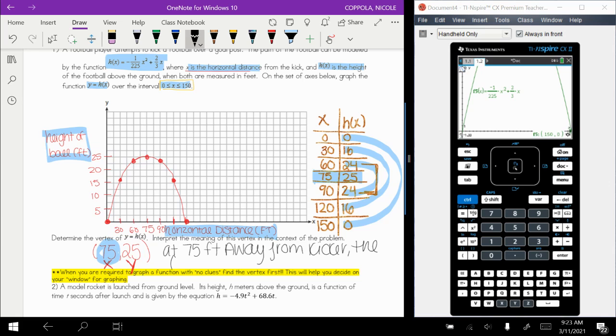The football is how high? 25. And you know what? I'm even going to say that it's a maximum because it is my vertex. It is at a max height of 25. All right, so that's all we have for this graph, the weird window and then interpreting.